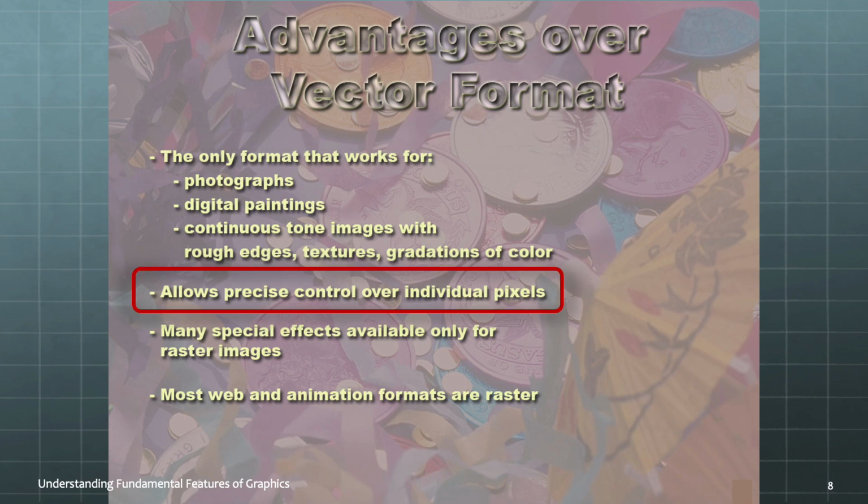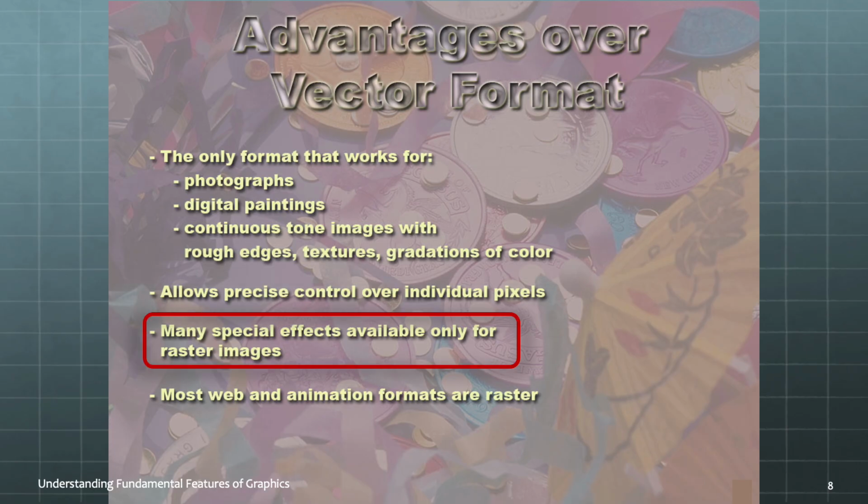The raster format allows you to have control over individual pixels. The vector format doesn't do that, since you're working with math formulas behind the scenes, not pixels. Many special effects are available only for raster images. If you create a vector graphic in Illustrator, you often have to convert it to a raster image in order to use the special effects, like applying a stained glass or oil paint look.